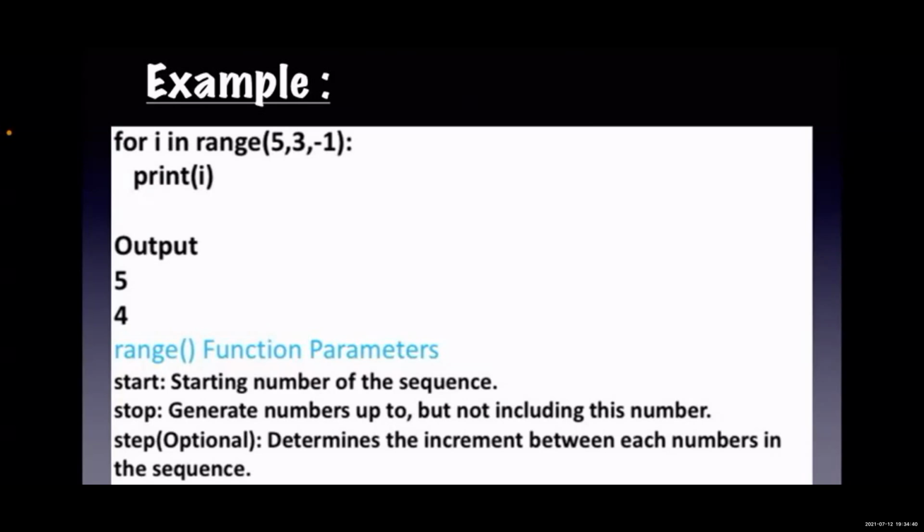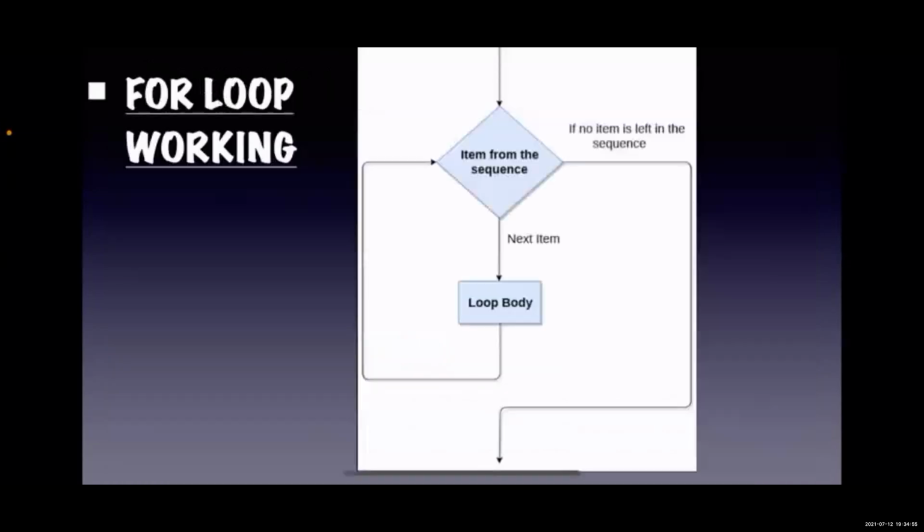Here's a short example. For i in range 5, 3, -1. Here 5 is the start value, 3 is the stop value, and -1 is the step value. So here the outputs are 5 and 4. This is the for loop working. Here Python selects an item from the sequence, then it enters the loop body, then it again goes back to the sequence, and if there is no item left in the sequence, it exits the loop.